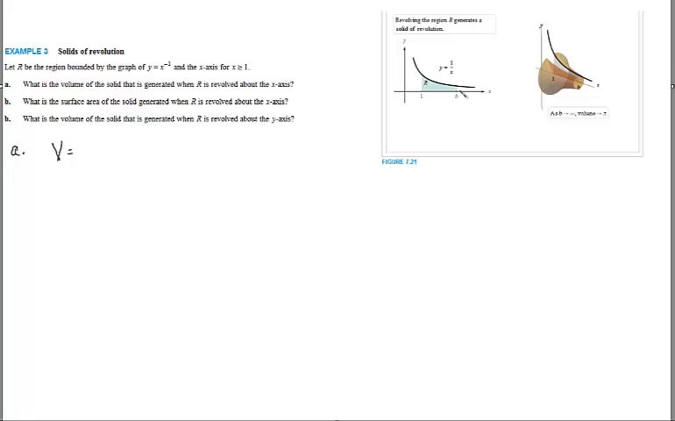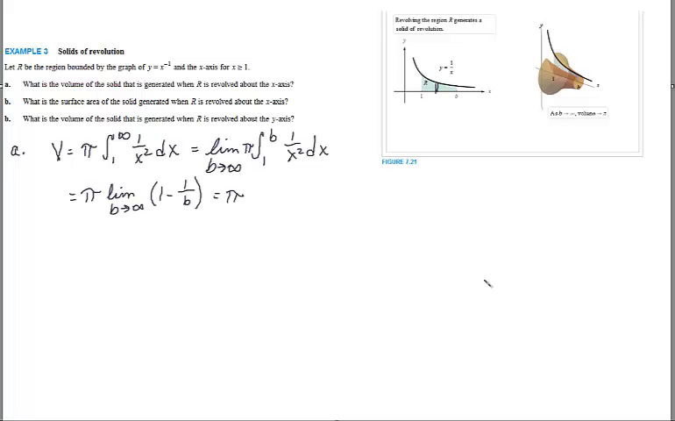So I'm going to use the disk method here. Just make this a disk and rotate it. And as you can see there, if I use the disk method, it's pi times the integral evaluated from 1 to infinity of this function squared, so that would be 1 over x squared dx. In order to solve this problem, I will rewrite it as a limit, and then I'll integrate.